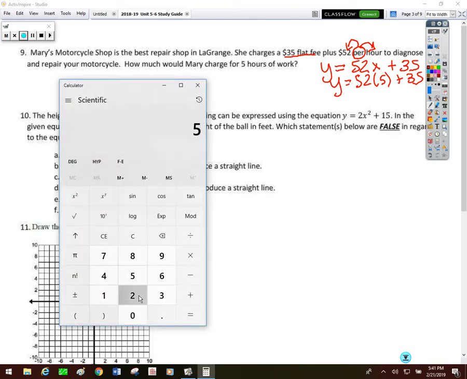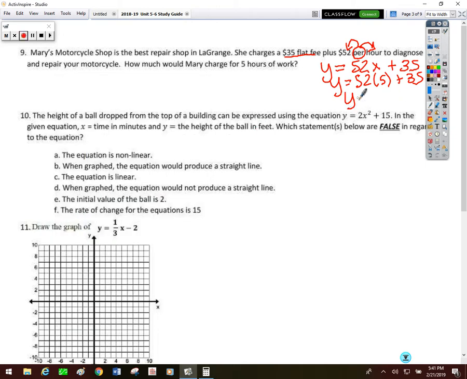52 times 5 is 260, guys, so please don't forget, if you do this manually, don't forget to add that $35 back in, because that's what they're going to get you on the milestones. They're going to add that in, one of your choices is going to be 260. So please don't forget that. So 295. So Mary would charge $295.